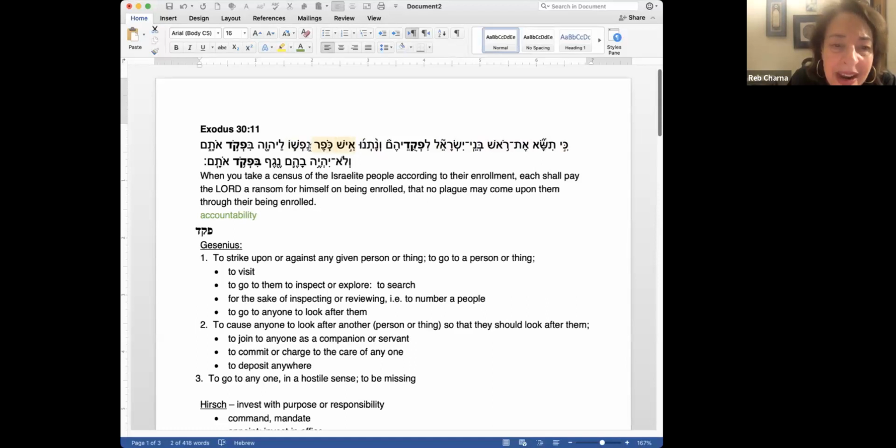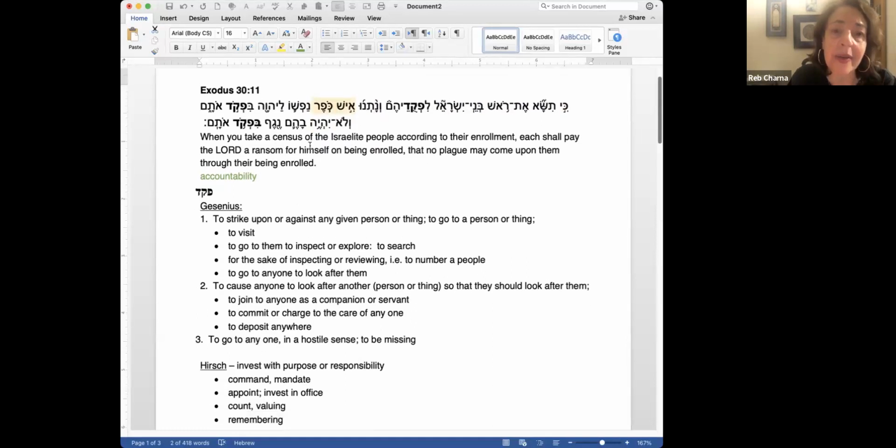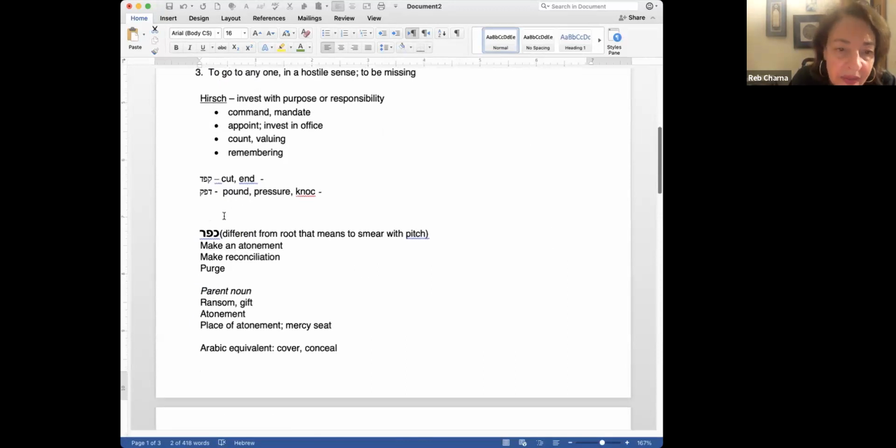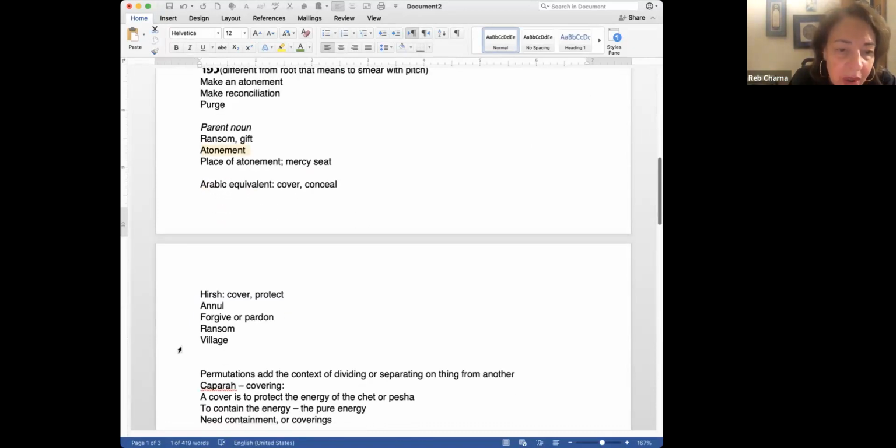What does the kaper have to do with that? All right, we better look at that word, kaper. And this is different from the root that means to smear with pitch, which we just saw in Noach. It means to make an atonement, make reconciliation, to purge, ransom, gift, atonement. Hirsch says to cover or protect, forgive or pardon, to ransom.